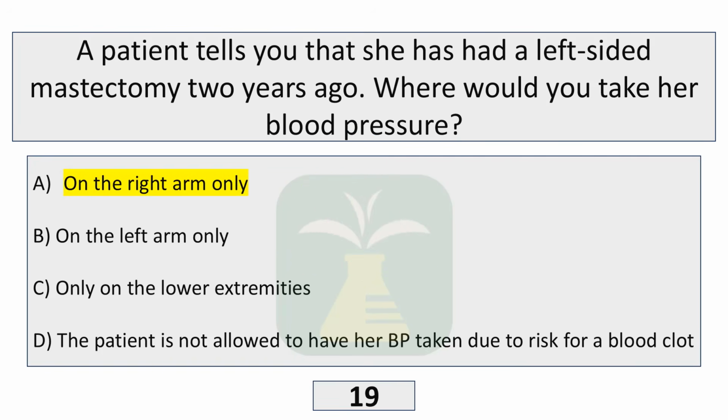Correct answer, A, on the right arm only. A patient who has had a mastectomy should never have their BP taken on the affected side. The risk for cellulitis and lymphedema is highly increased when a patient has their blood pressure taken on the affected side. Blood draws or any type of sticks should also be avoided on the affected side.